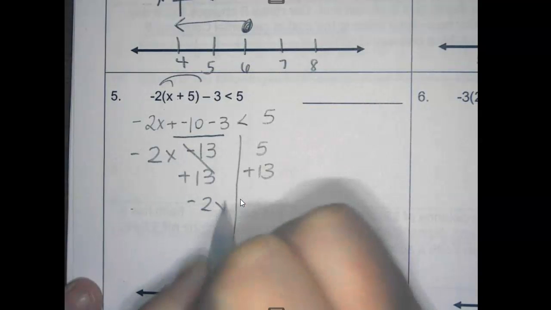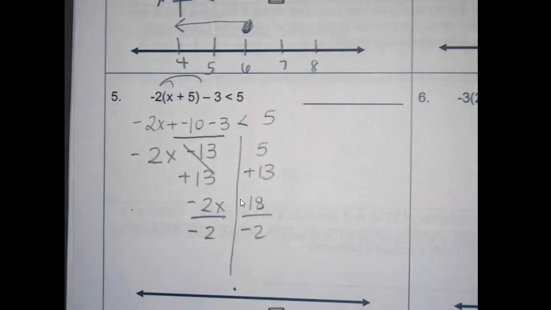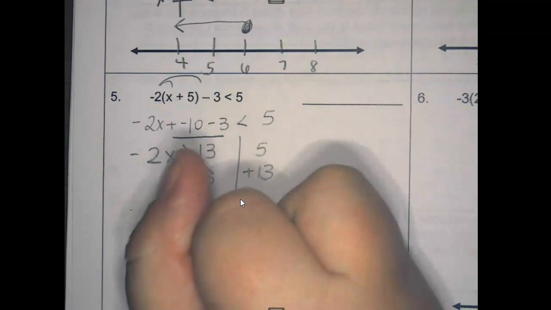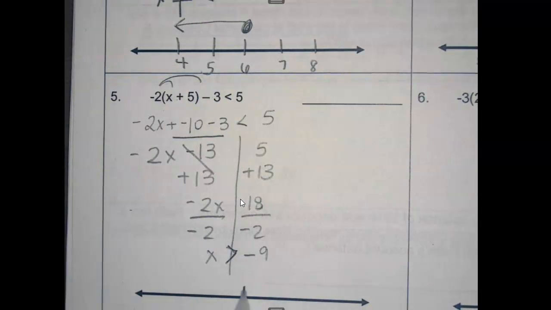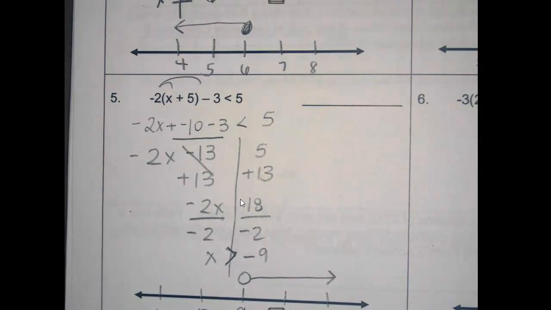Add 13 to both sides. Divide by -2. Bells, whistles. Something should be going off because we just divided by a negative, so I'm going to flip my sign. We get -9. So -9, -8, -7, -10, -11. Open circle, x is greater. It's going that direction.